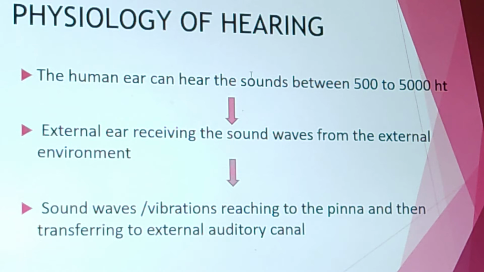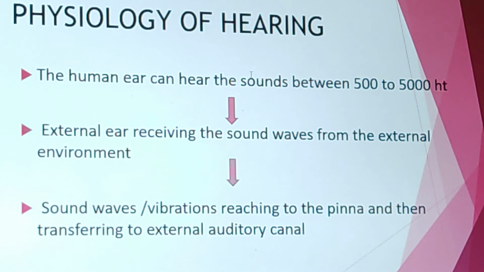Now we will see the process of hearing. First, the external ear receives all types of vibrations and waves from the external environment, especially with the help of the pinna. The pinna plays a vital role. Its first role is receiving all types of sound waves, whatever is coming from the external environment, music or any words or sentences. The pinna sends these waves, vibrations, into the next part, the external auditory canal.